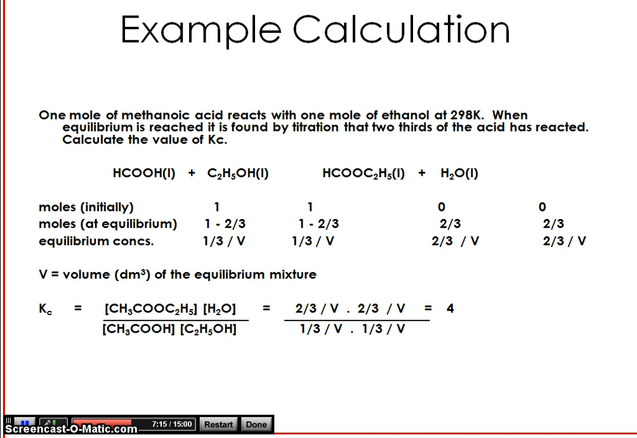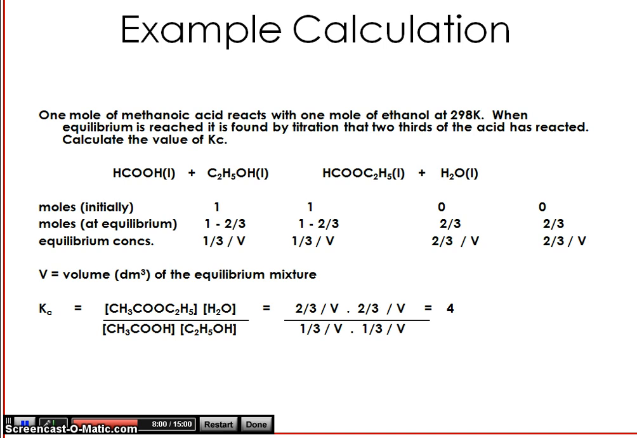So it's quite a simple example because you've got 1 mole of methanoic acid reacting with 1 mole of ethanol to give 1 mole of ester and 1 mole of water. So if you look at the number of moles initially, it says you've got 1 mole of methanoic acid and 1 mole of ethanol. So you've got 1 mole of each of those, and you don't start with any product, so there's 0 moles of each of those. So at equilibrium, it says 2/3 of the acid has reacted. So if 2/3 of the acid has reacted, that means we've got 1/3 left. So that second line just shows 1 minus 2/3 gives the equilibrium concentration of 1/3 divided by V.